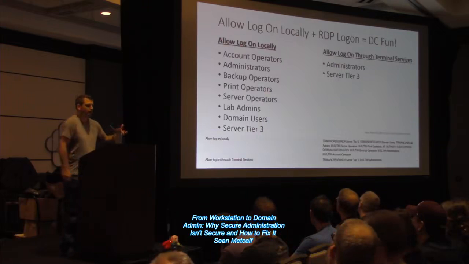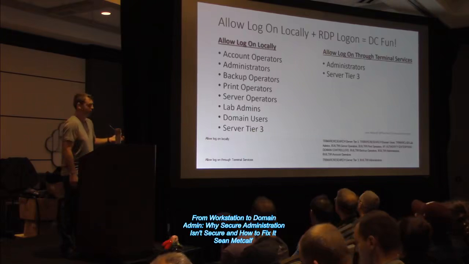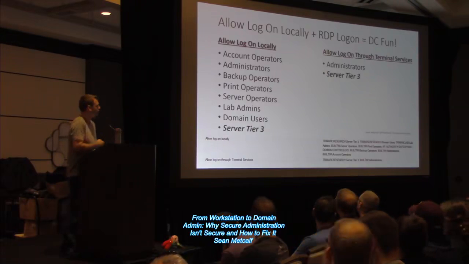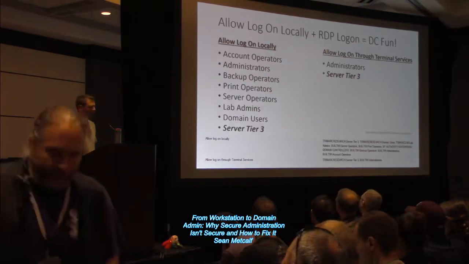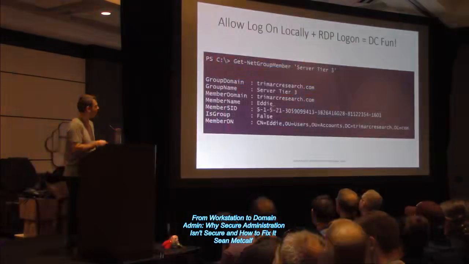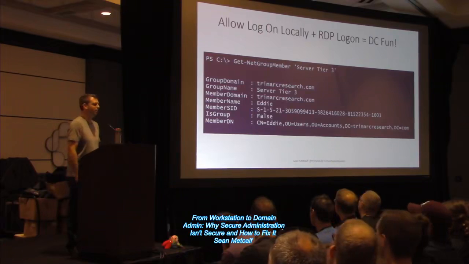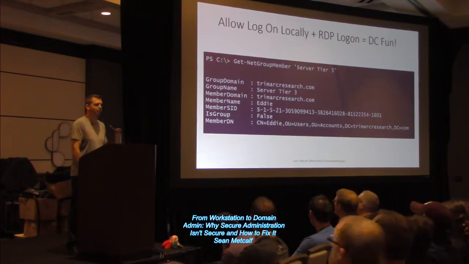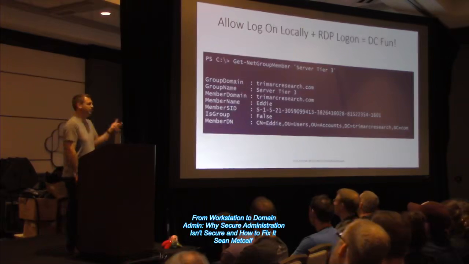So like I said, if you can log on locally on a DC, then you can log on. If you also have the ability to log on through terminal services or RDP, then yeah, you can RDP and log on to the domain controller over the network. And this server tier 3 configuration here is actually fairly common. It's more common than you would think it would be. And who's a member of server tier 3? We've got this guy, Eddie, who's in the users OU. Well, guess what I can do now? I compromise Eddie, and then I can log on to the domain controller and do fun things there.